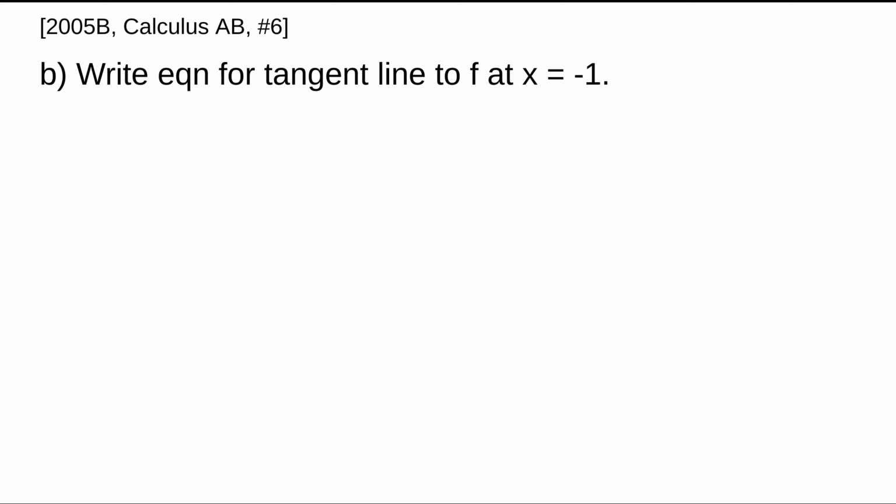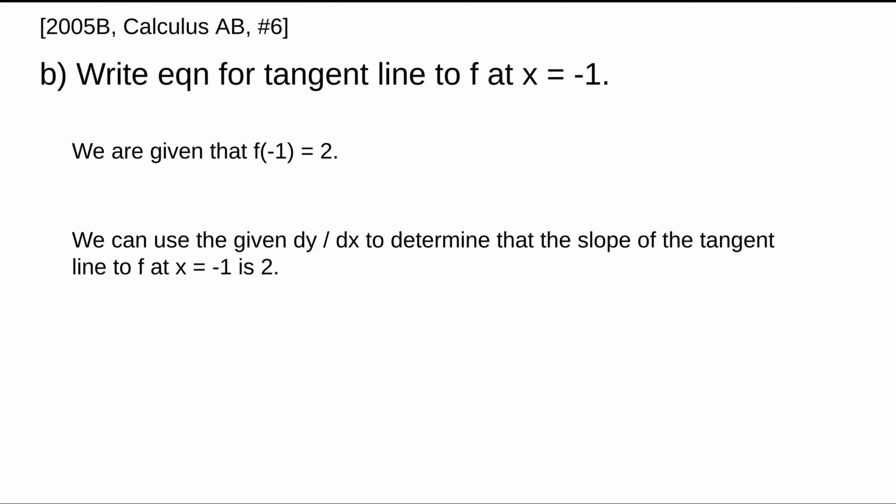In part B of the question, we are asked to write the equation for the tangent line to f at x equals -1. We're provided in the question stem that f of -1 is 2, and we can use -1 and 2 in the differential equation to find the slope when x is equal to -1. So use dy/dx to determine the slope of the tangent line at the point (-1, 2). If we do that, we ultimately get the opposite of -1 times 2 squared, which is +1 times 2 squared, which is 4 over 2, which is 2.